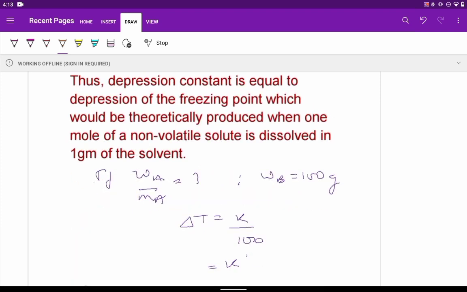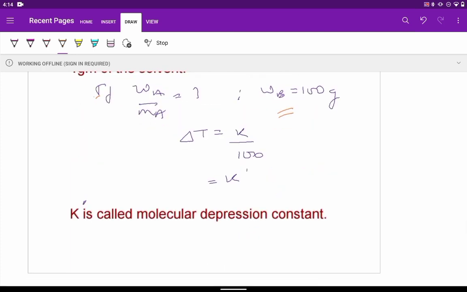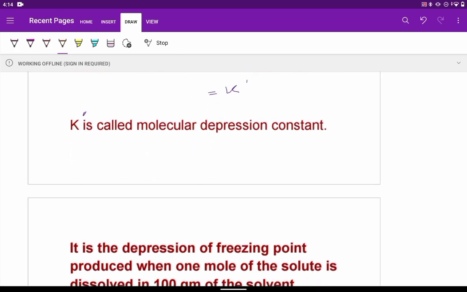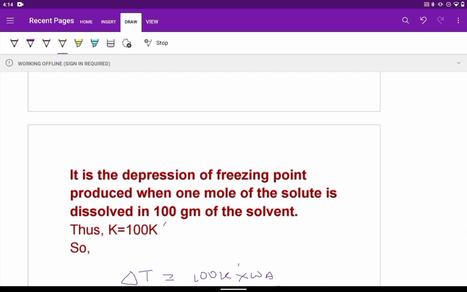But if we increase Wb to 100 grams, we keep 1 mole only. Wa by Ma is equal to 1, but Wb is 100 grams. In this case, delta T is equal to K by 100. This new constant is called K dash. K dash is the molecular depression constant. It is the depression of freezing point which will be produced when 1 mole of the solute is dissolved in 100 gram of the solvent. So now the relation between K and K dash is K equal to 100 into K dash.